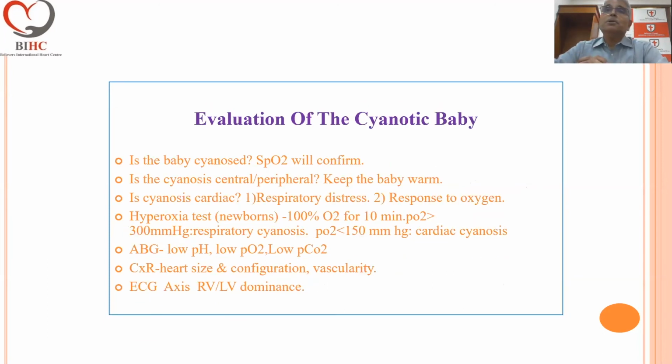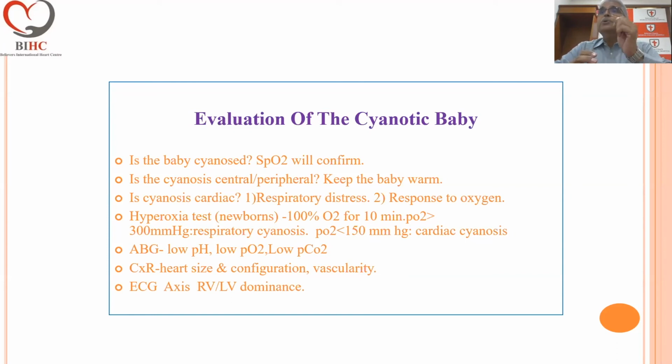When you see a cyanotic baby, whenever you have doubt as to whether there is cyanosis or not, you check the SpO2 for confirmation. In any case, checking SpO2 is a part of today's physical examination in a child. And where there's doubt about central versus peripheral cyanosis, keeping the baby warm will answer the question. And when there is doubt as to whether the cyanosis is cardiac versus respiratory, the presence of respiratory distress and response to oxygen will help.